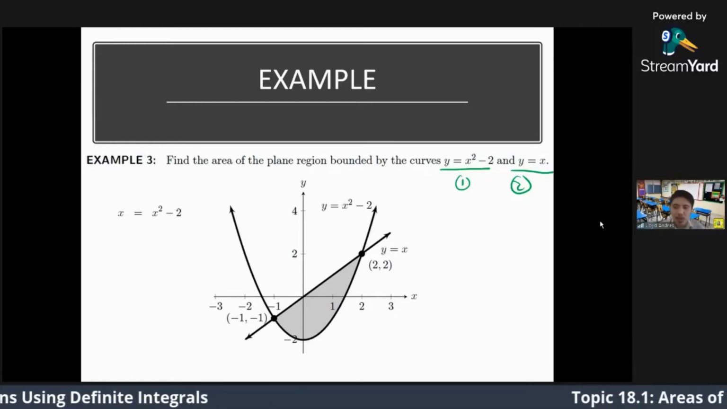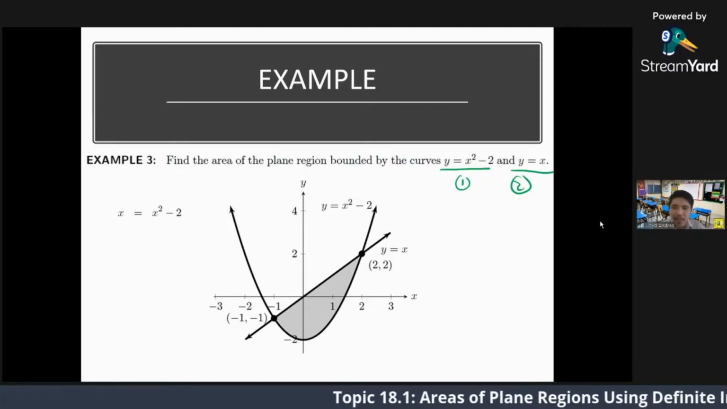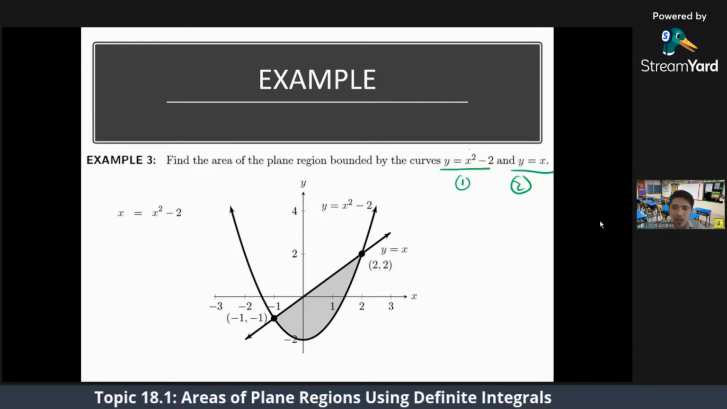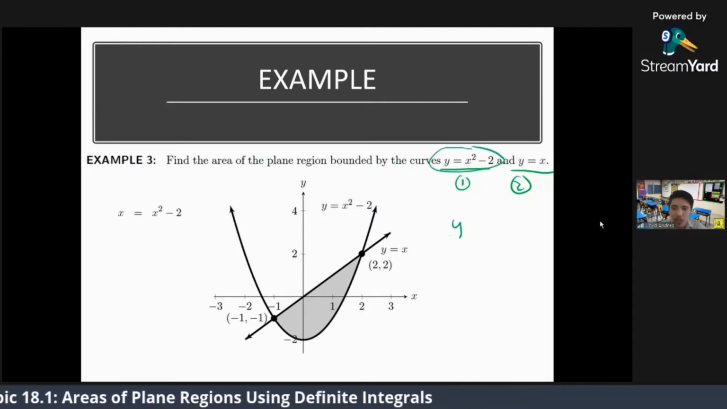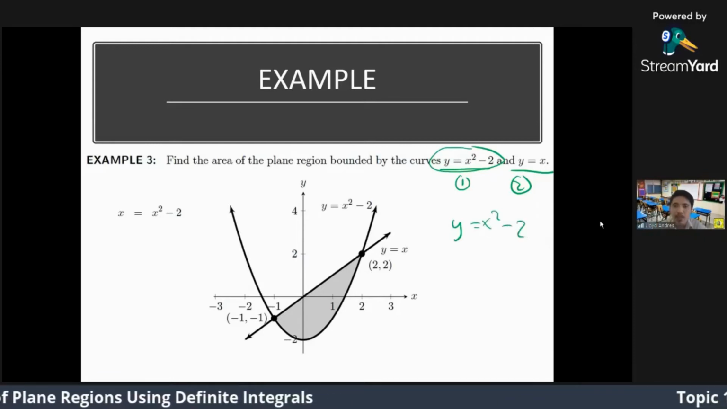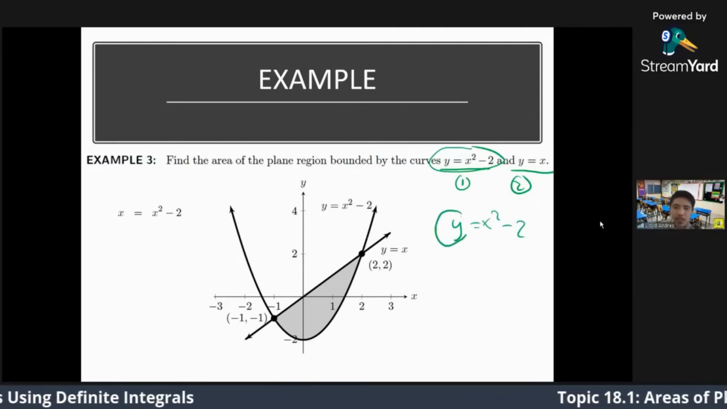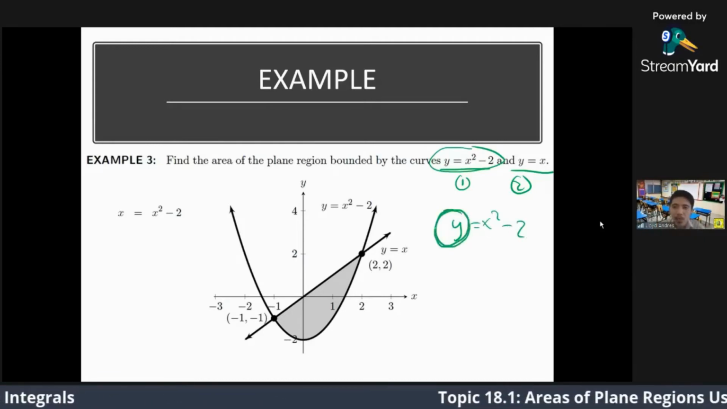So i-recall ninyo. Ang gibuhat niya diri is nagamit siya og substitution. So ang equation 1, y equals x squared minus 2. Gipulihan niya, by substitution, gipulihan niya si y ug kani.